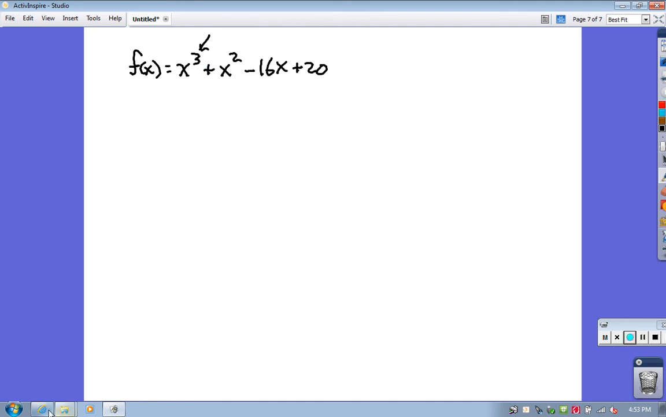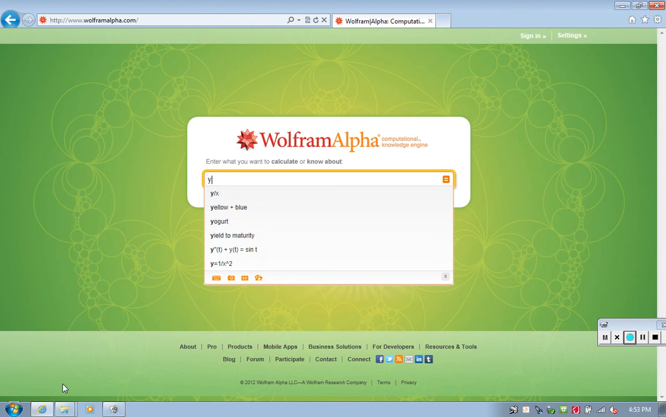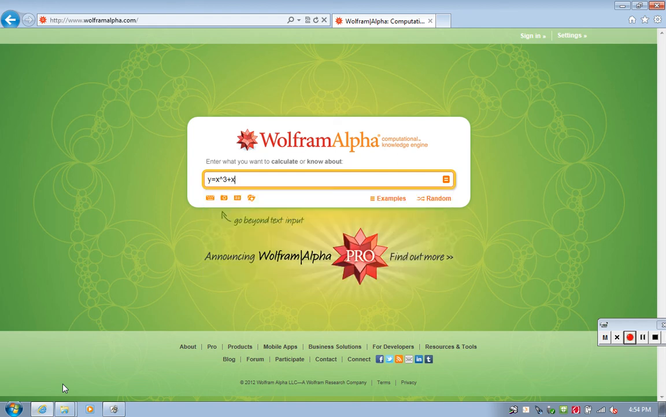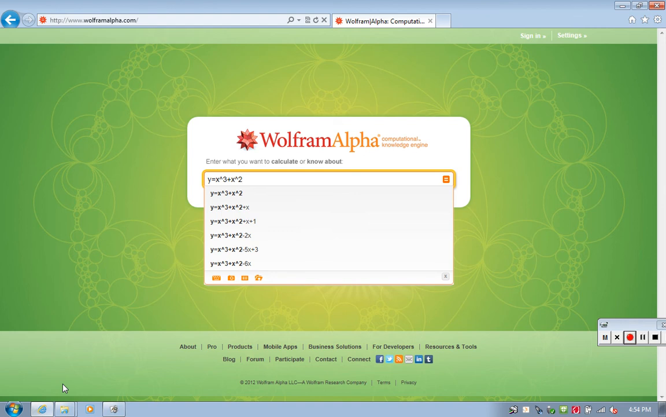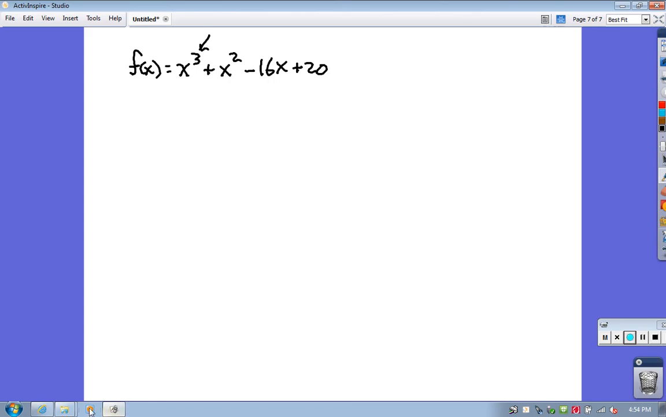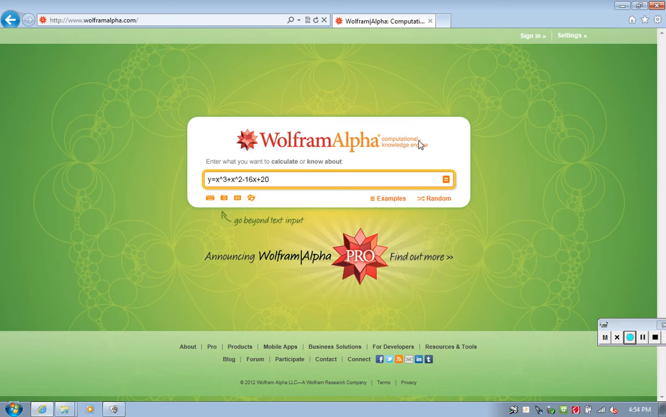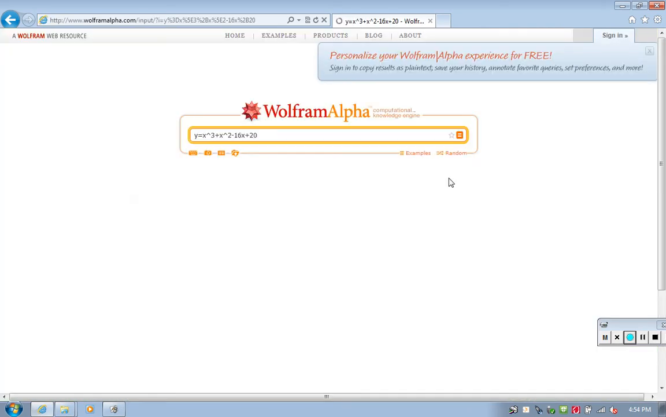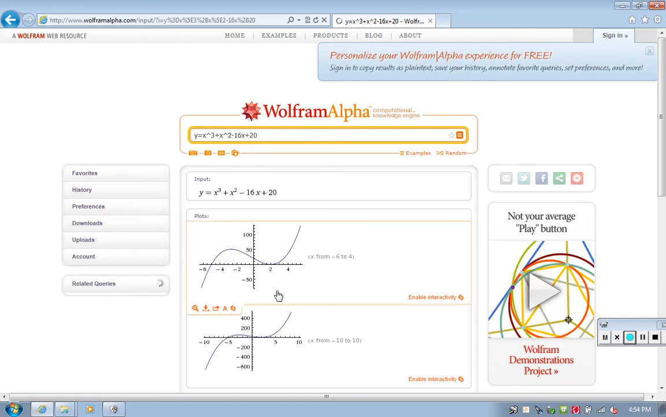So y equals x cubed plus x squared minus 16x plus 20. Again, if I was there, we'd be using graphing calculators for this. Hopefully you're practicing using your graphing calculator to graph it. I'm pretty sure that's right, let me check. Yep. All right, so I'm going to graph this, get a picture of it. And here is what I want you to notice on the graph.